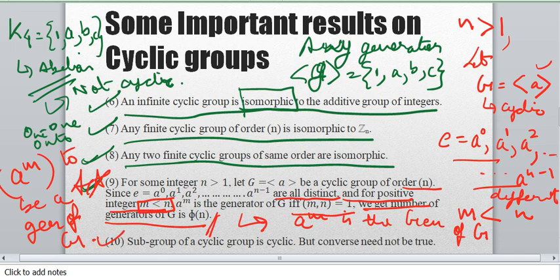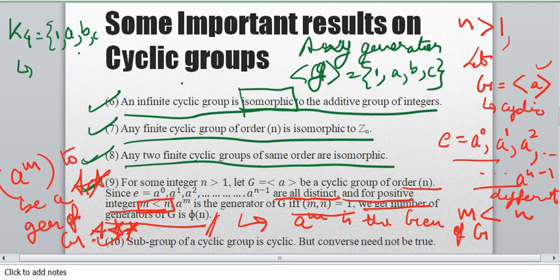Subgroup of a cyclic group is cyclic, but the converse is not true. Very, very, very important. What does it say? It says that a subgroup of a cyclic group is cyclic, but the converse is not true.